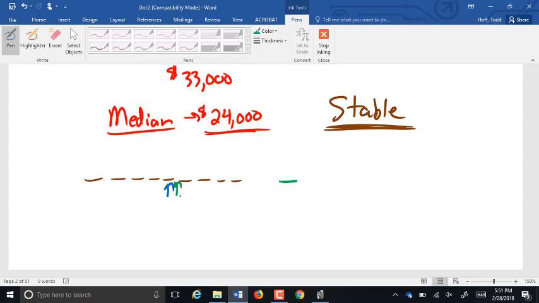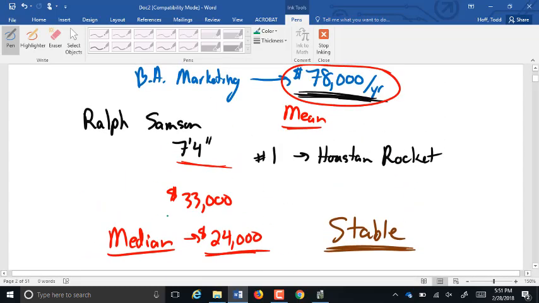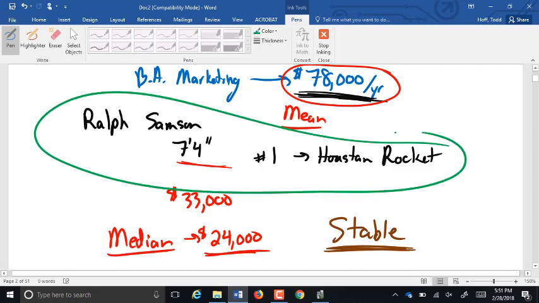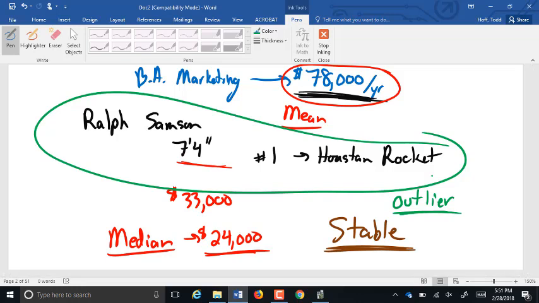In statistical analysis, a lot of times what they'll do is they will take something like Mr. Sampson's salary and they'll call it what's called an outlier. And they'll remove it from the data set, just make a little note for it at the bottom of the table or page or whatever saying this number was removed because it skewed the data.